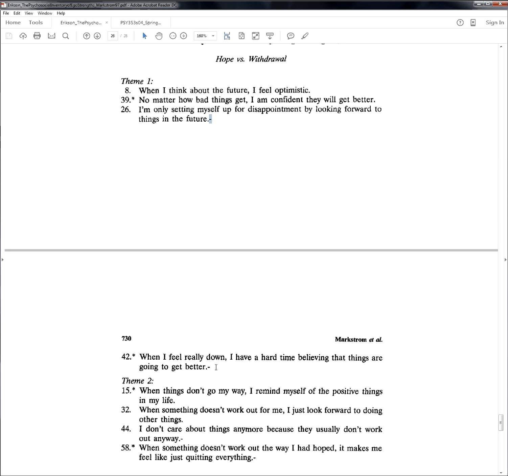Here you see another minus, meaning this is another negatively phrased item. When I feel really down, I have a hard time believing that things are going to get better. Again, this is also tapping into a person's ego strength of hope, but in the reverse, meaning it's looking into hopelessness rather than hope. Therefore, it will be scored in reverse, which we are going to discuss later.